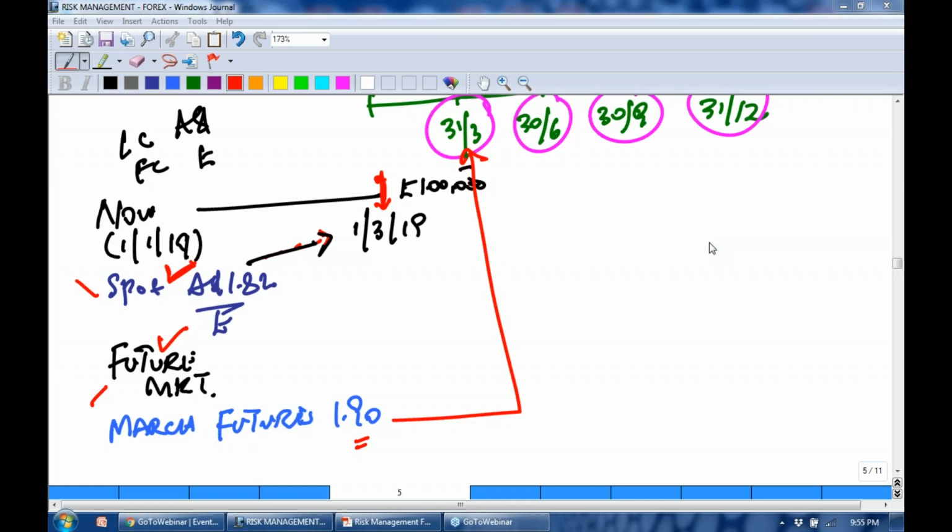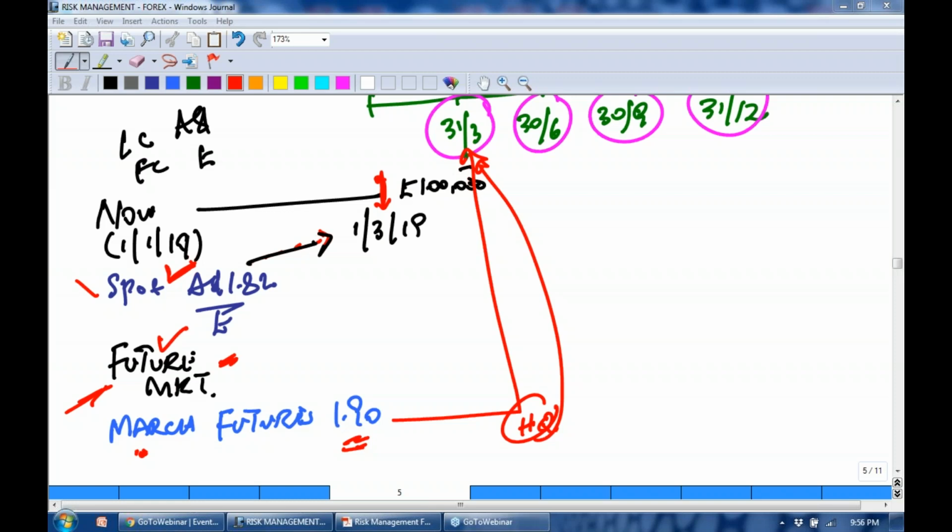Instead it means that, for example, this contract is in my name, Mr. Hussain, who is making a bet on 1st January 2019 that at 31st March the rate will be 1.9. I will make a bet on this contract. I don't need to make any payment here. But do remember, we are entering the future market only for one purpose: to make a protection.